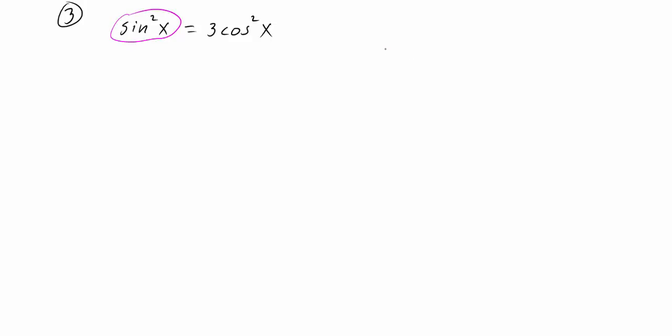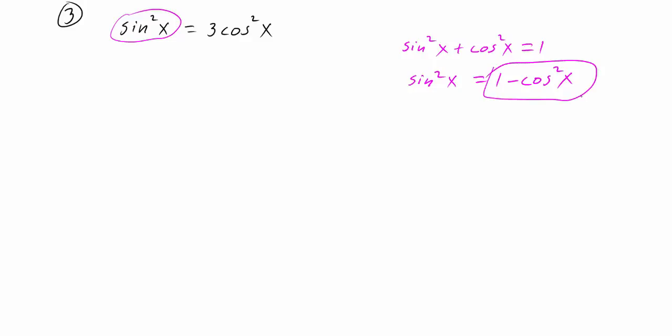Well, if we think of our Pythagorean identity, we have sine squared x plus cosine squared x is equal to 1. If we solve this for the sine squared x, we would subtract cosine, so that would be 1 minus cosine squared x. So sine squared is equal to 1 minus cosine squared. So up here we can replace this or substitute this with 1 minus the cosine squared of x. And then that would be equal to our 3 cosine squared x.